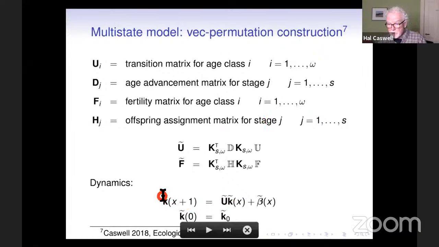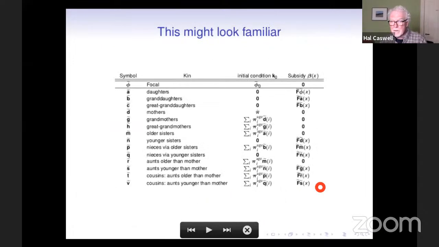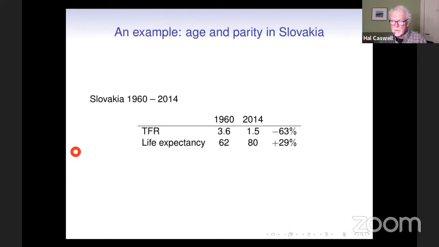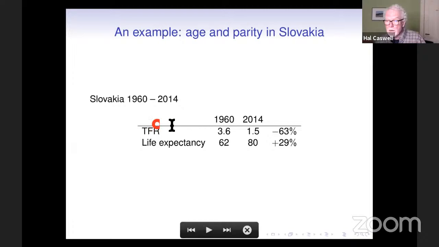You're building, again with the tildes to indicate this block structure, a survival matrix that accounts for age classes and stages, and that accounts for the fertility of age classes and stages. It all ends up being a matrix and a subsidy vector. The table that describes all of the different types of kin looks exactly the same, except now everything has tildes over it. What do I mean by a stage? How about parity? Parity is a thing that obviously affects fertility. And so we can build, using age parity specific fertility data from the human fertility database, the matrices. I chose Slovakia.